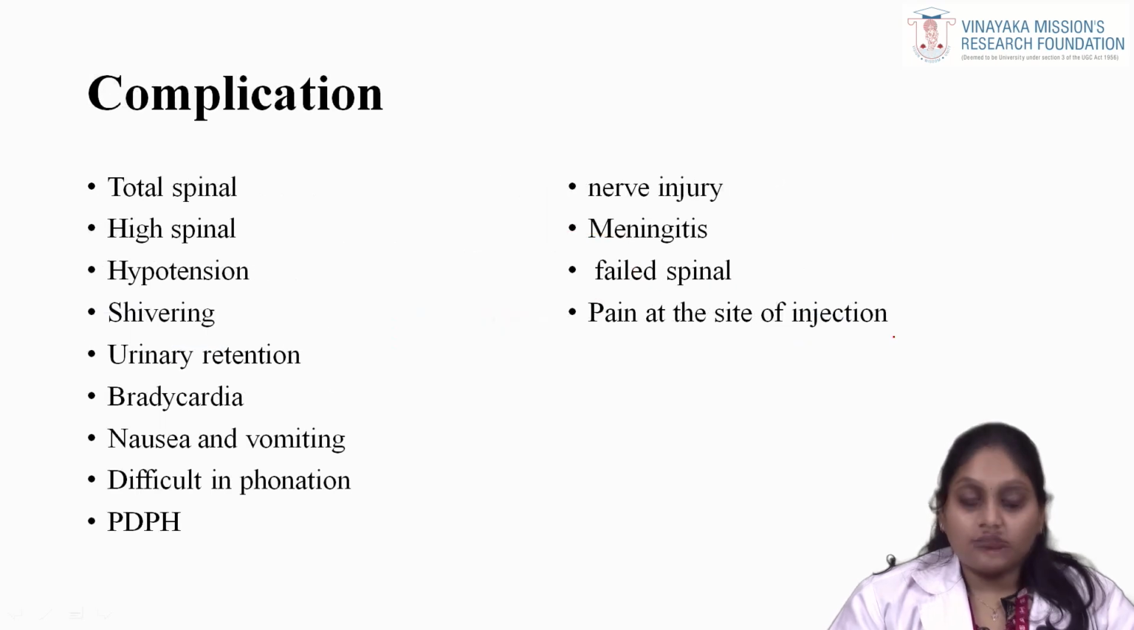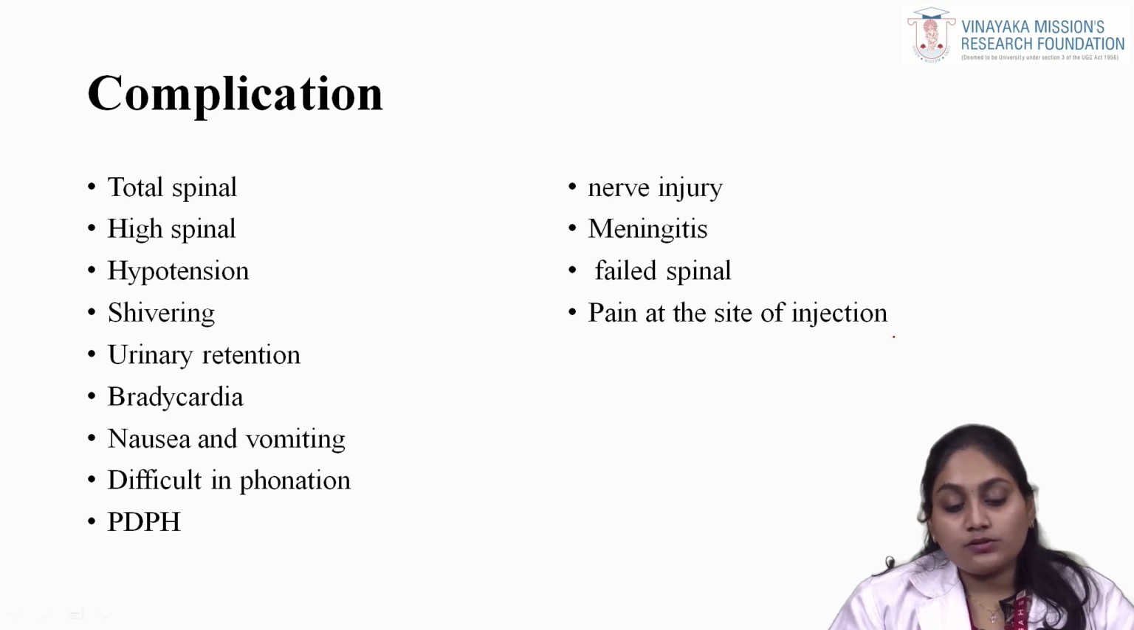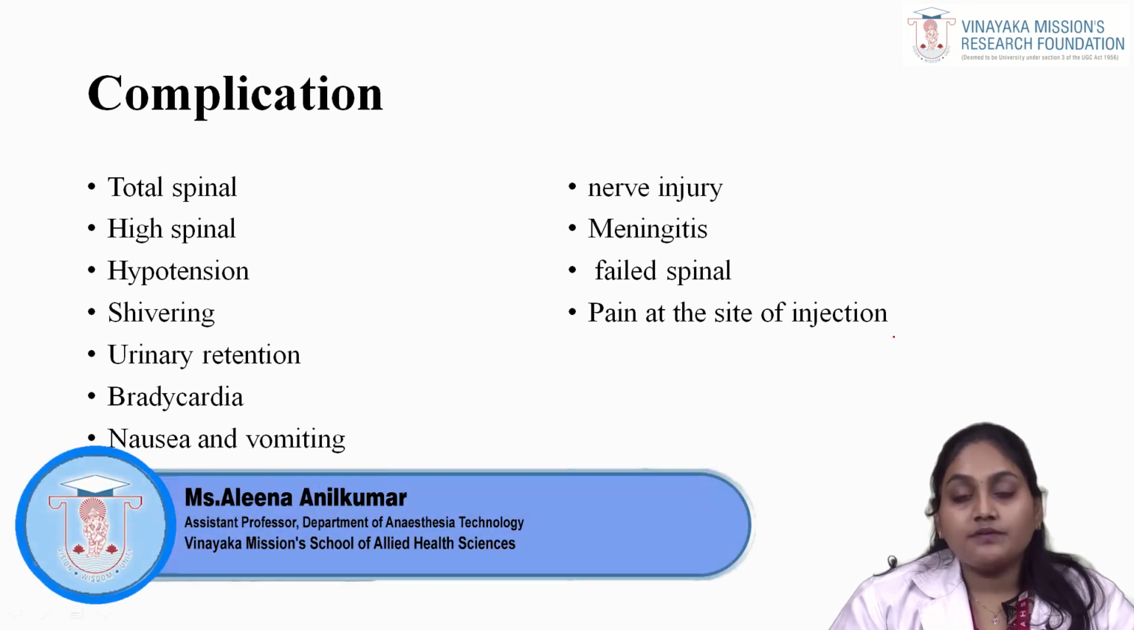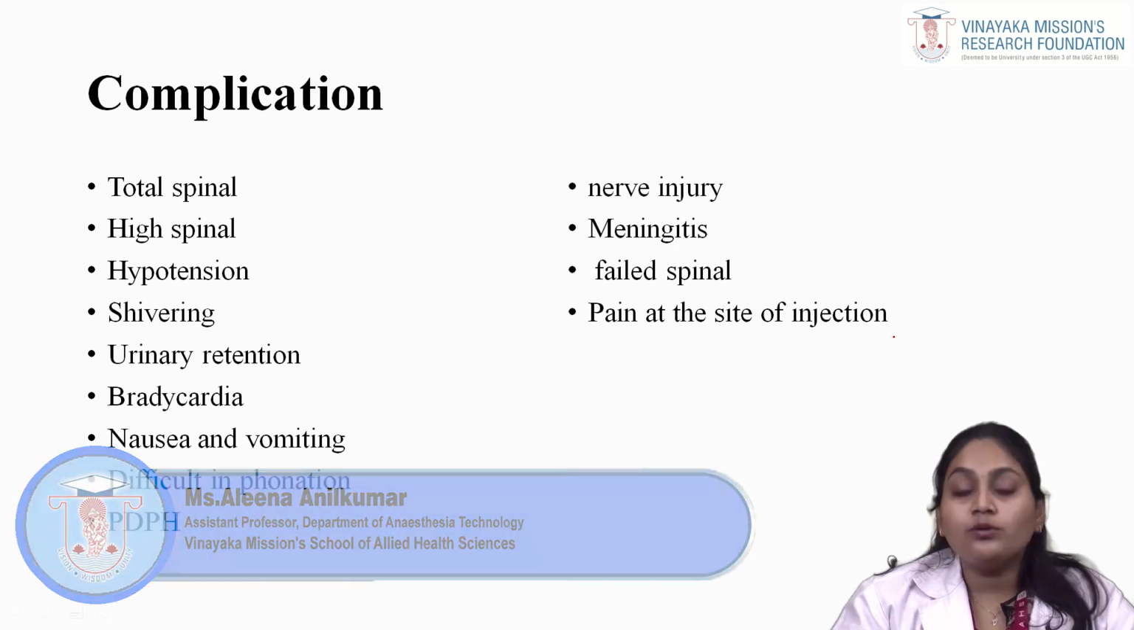So coming to the last topic, complications. What are the complications which can occur during or after spinal anesthesia? Here, total spinal or high spinal is the most important complication. It's very rare but severe. Hypotension is the most common. Shivering and urinary retention are also common. Bradycardia, nausea, vomiting, difficulty in phonation. Difficulty in phonation means difficulty to speak due to high spinal.